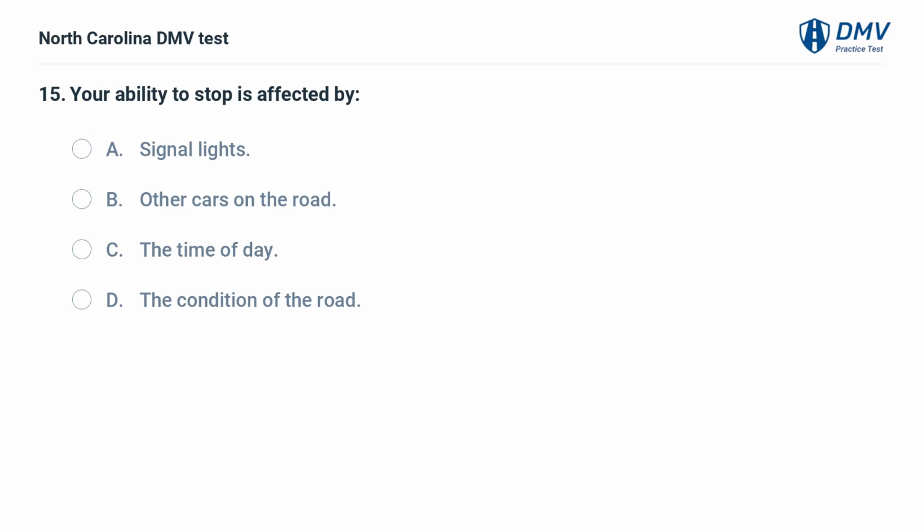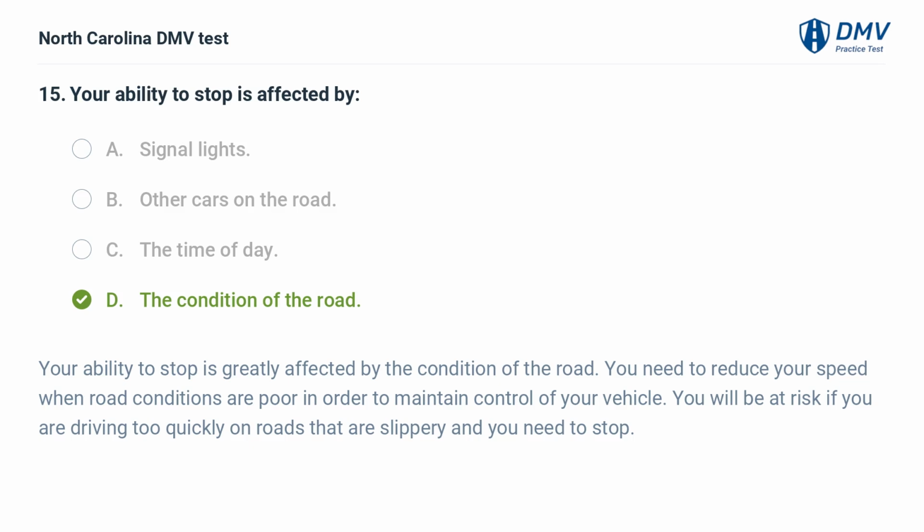Your ability to stop is affected by A. Signal lights. B. Other cars on the road. C. The time of day. D. The condition of the road. D. The condition of the road.